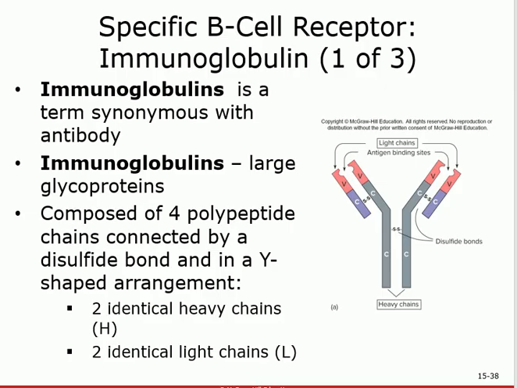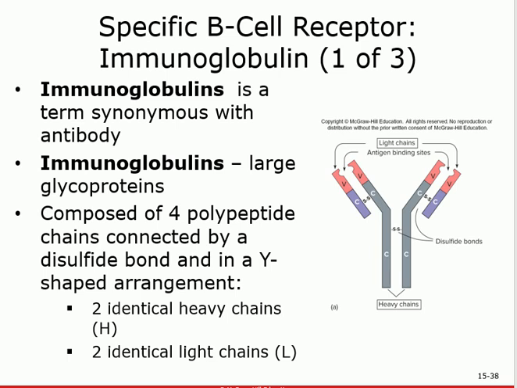Okay, now the B cells. The B cells are responsible for which type of immunity again? B. Antibody mediated or humoral. I'm talking about B, right? So they are going to secrete antibodies when they are activated. Okay.